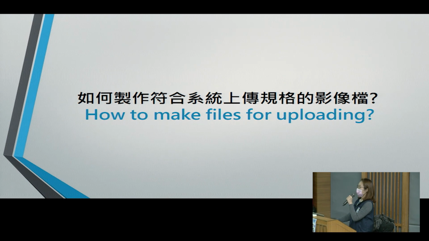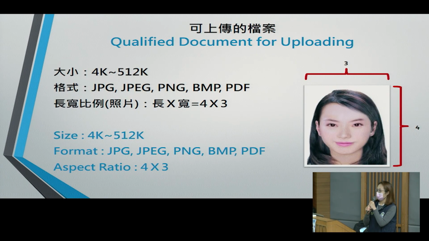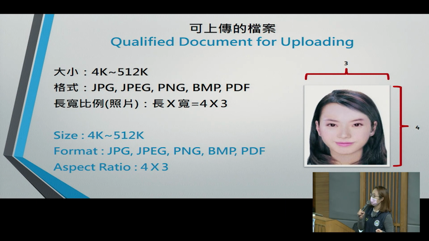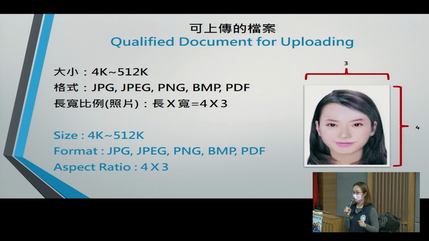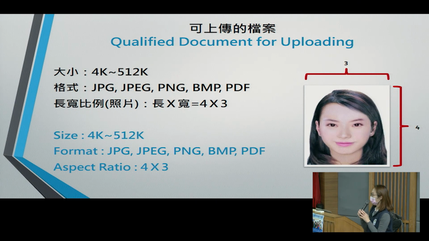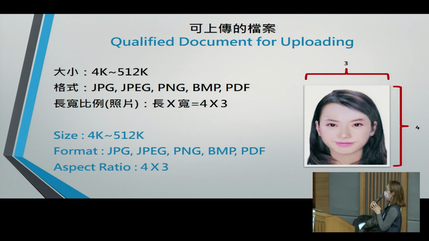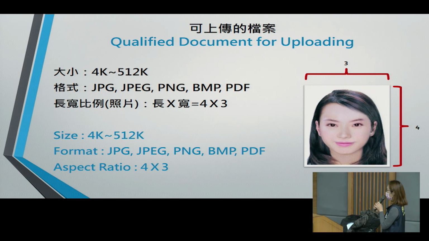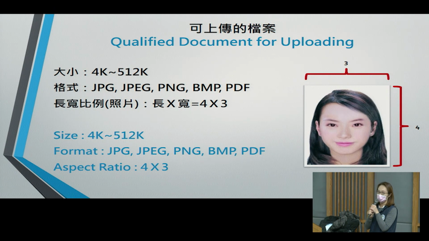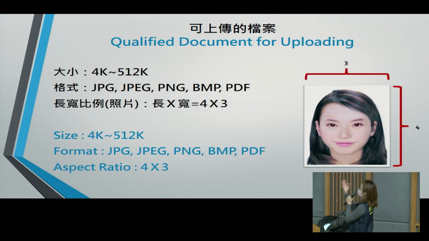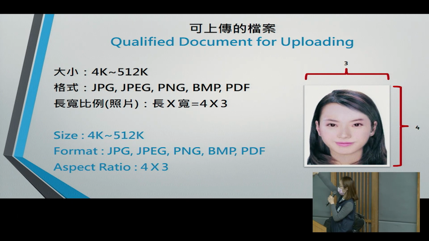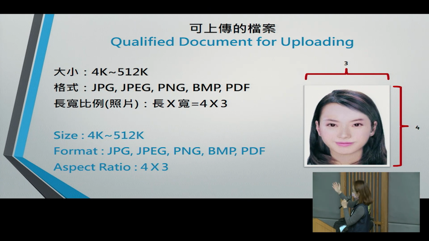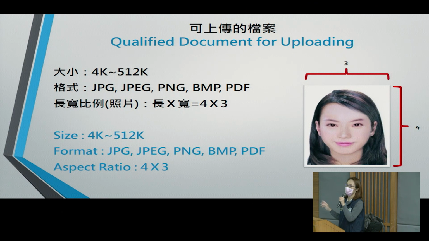And what are the qualified files for uploading? You can see the scale here. The size must be between 4K to 512K, and the format can be JPG, JPEG, PNG, BMP, PDF. And the aspect ratio is especially for your photo, because like I say, you need to put it on your ARC, so the aspect ratio needs to be 4:3. So you need to make all your documents fit these qualifications before you can successfully upload them.